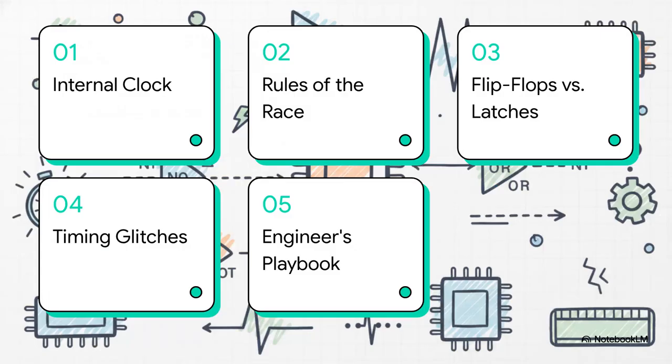All right, here's what we've got on tap. We're going to start with that internal clock, then get into the actual rules of this crazy relay race. After that, we'll meet our star runners, these things called flip-flops and latches, and see what kind of glitches they have to dodge. And to wrap it all up, we'll take a peek inside the engineer's playbook to see how they pull it all off.